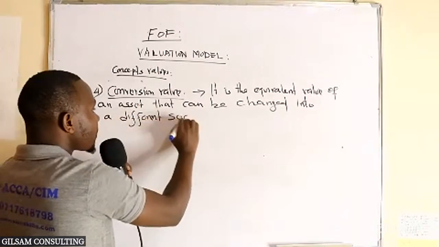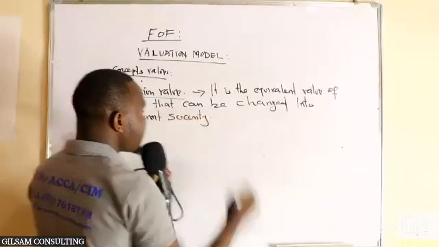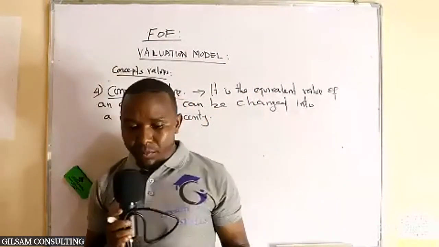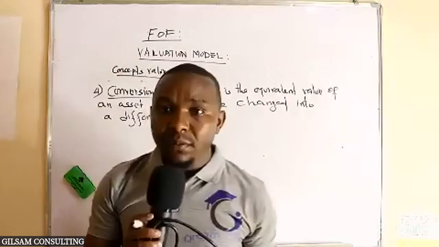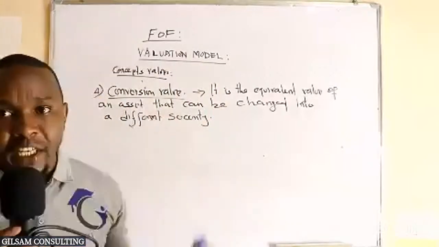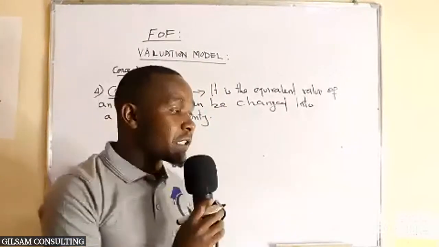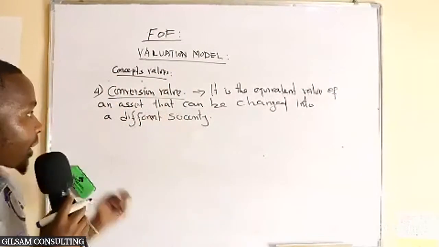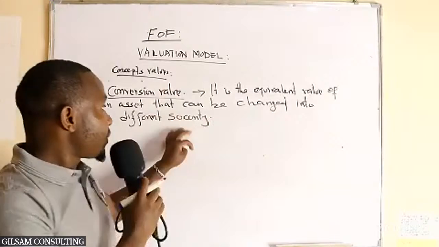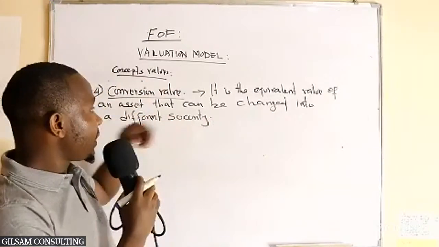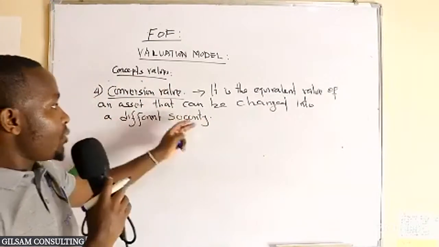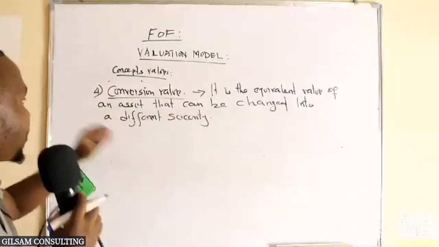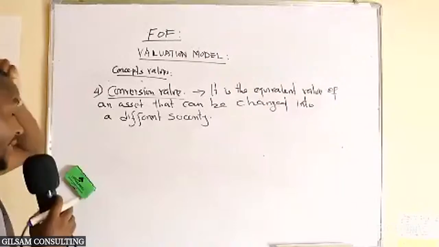A good example: maybe you have given Safaricom a loan. A debenture is a loan. Maybe you hold a Safaricom debenture, but you see it does not pay a good profit, then you decide to change it into ordinary shares so that you can be paid dividends. So any value attaching to the conversion, maybe from ordinary shares to debenture or debenture to ordinary shares, you must have the conversion value.